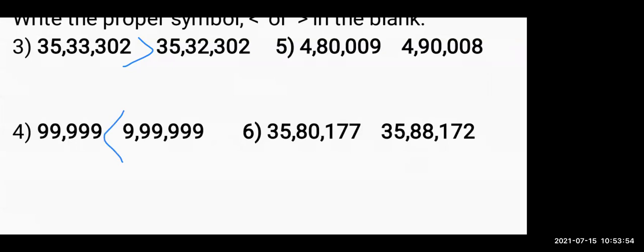Okay. Now fifth one, chalo jaldi batao, 4,80,000 or 4,90,000. Very nice. 4,90,000. So हमारा crocodile mouth रहेगा open 4,90,000. Now sixth one, 35,80,177 or 35,88,172. Very good. So the crocodile mouth should open in front of 35,88,172.